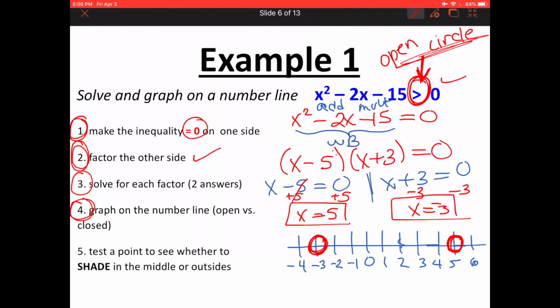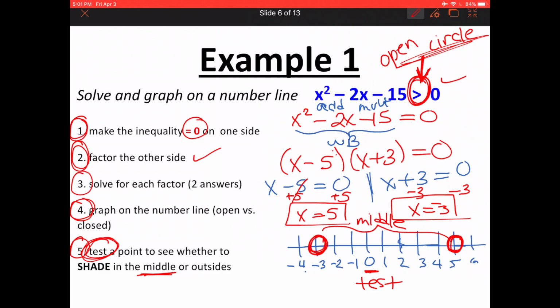Now this is where our dilemma takes place. Do I shade in the middle or do I shade going out? So this is where step 5, I test a point in the middle to see where I'm going to shade. Okay, so we can pick any number in between -3 and 5. So I'm going to test a middle number here. An easy number to test is always 0, so I'm just going to go ahead and test 0.